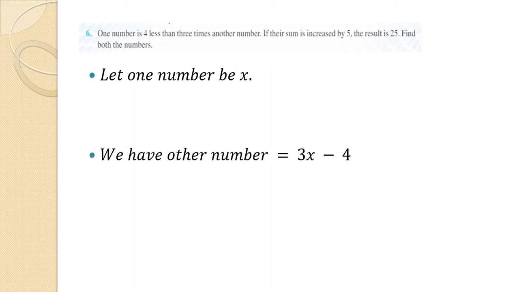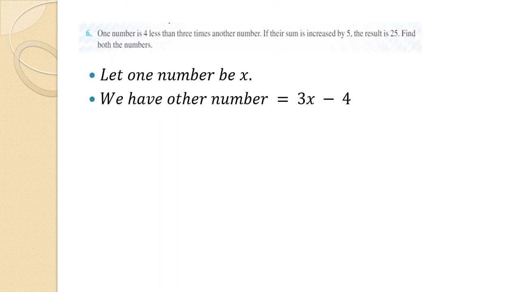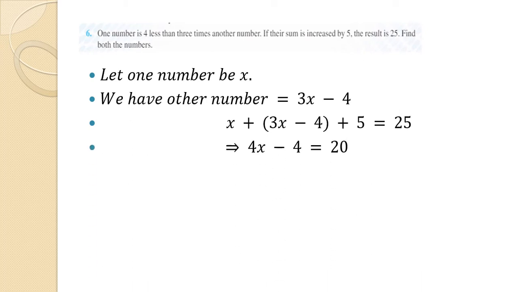So let us take one number as x. So the other number will be 3x minus 4. They have given that the sum increased by 5, the result is 25. So I will add both the numbers, that is x plus 3x minus 4, and I will add 5 to that, plus 5, is equal to 25. Now I will add the variables, x plus 3x, I get 4x, and I will shift plus 5 to the other side of the equation, I get 20. So it becomes 4x minus 4 is equal to 20.